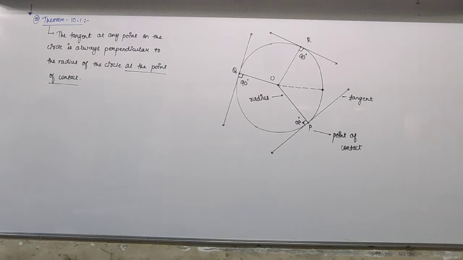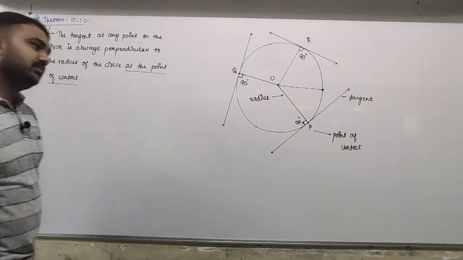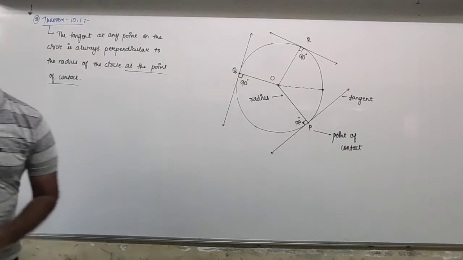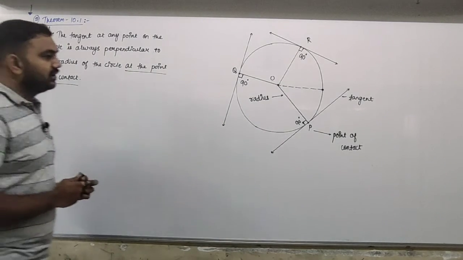The line containing the radius to the point of contact is also sometimes called the normal to the circle at the point. Normal to the circle at the point, right?